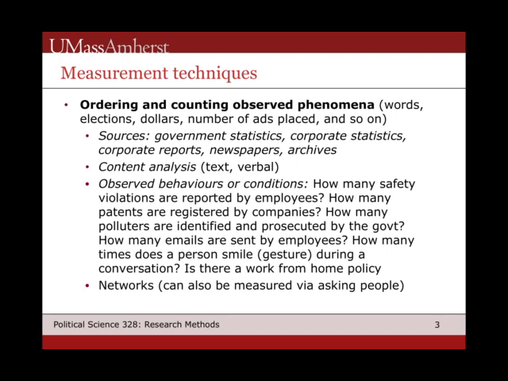Just as a reminder, there are a range of different measurement techniques we'll be looking at in the course. Some of these things will involve basically ordering and counting observed phenomena. So you can, as I pointed out before, count just about anything, whether it be words, elections, dollars, numbers of ads placed. There are different places you can go and find the things that you might want to count or in some way, in fact, classify, which is another way we might think about measuring things. So this could be through government statistics, corporate statistics, newspapers, archives, existing surveys. You can do content analysis to turn text into categories or numbers.